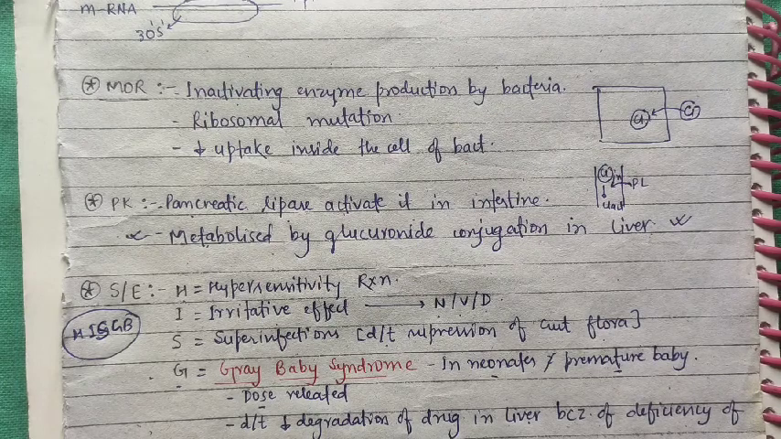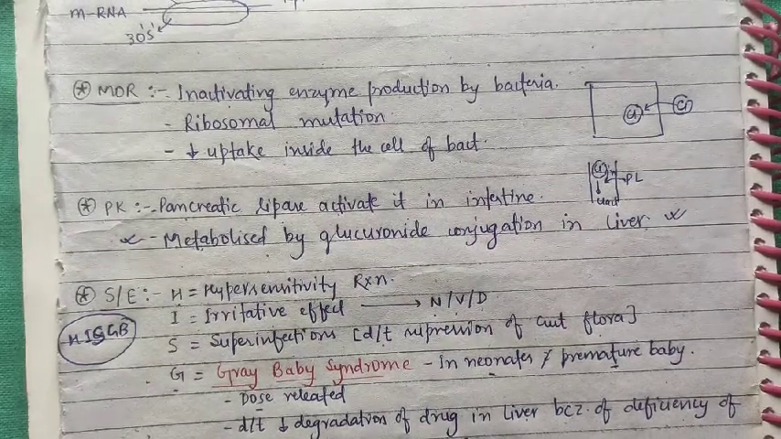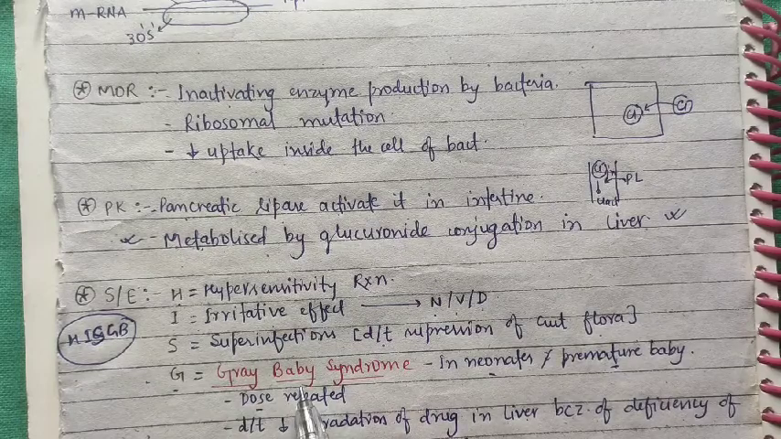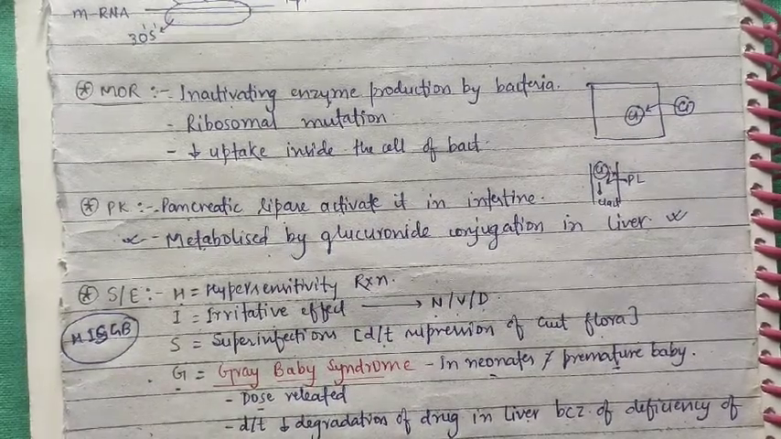It means its level increases and it produces toxicity, and in those neonates the skin appears ashen gray in color. This is a very important term, ashen gray color. Along with that, nausea, vomiting, diarrhea, cyanosis, etc. are seen. This syndrome is known as gray baby syndrome. And now B for HISGB: B is for bone marrow suppression.